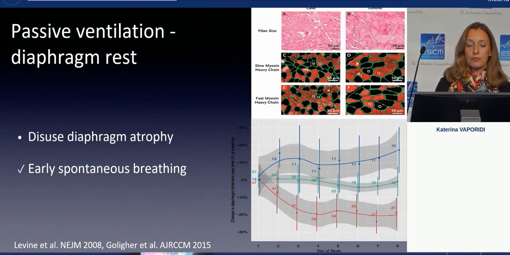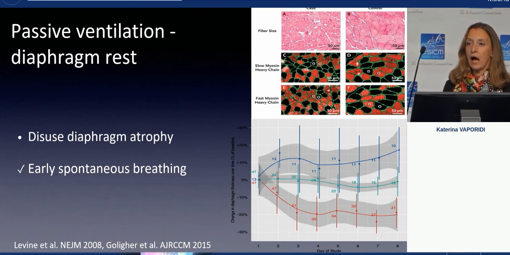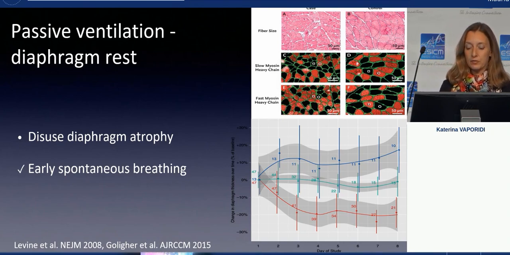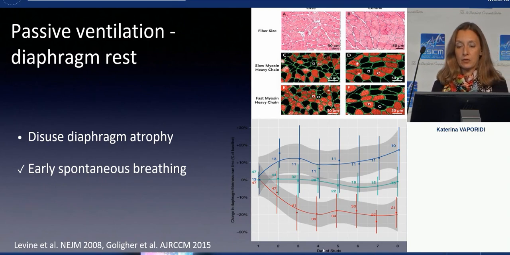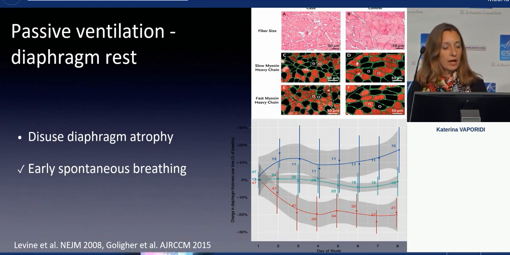So let's move on from pressures. Passive ventilation and diaphragm rest is another cause of injury because our diaphragm is not meant to rest. It's meant to work 24/7 for as long as we live. And it has been nicely shown for over 10 years now that even hours of passive mechanical ventilation can lead to disused diaphragm atrophy. We can evaluate that with ultrasound, and as nicely shown here, progressive use of controlled mechanical ventilation leads to loss of thickening fraction of the diaphragm, and this has been associated with adverse patient outcome.